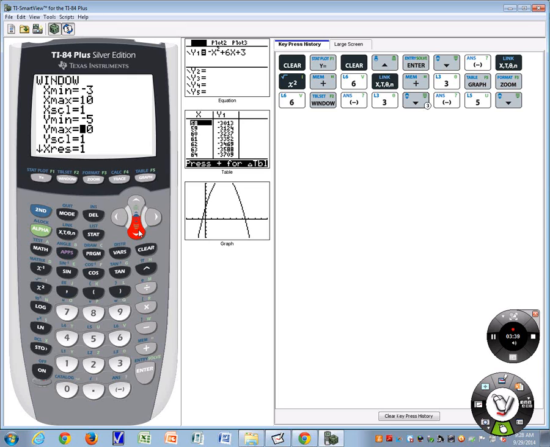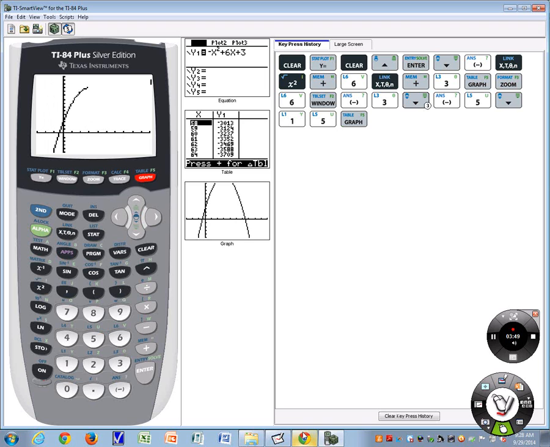And the y maximum, I need to try something new. Does somebody want to pick something that we could try? 15? Okay, so I'm going to push 15, and I'm going to push graph. Sure. Okay, we got the vertex, so it's good.